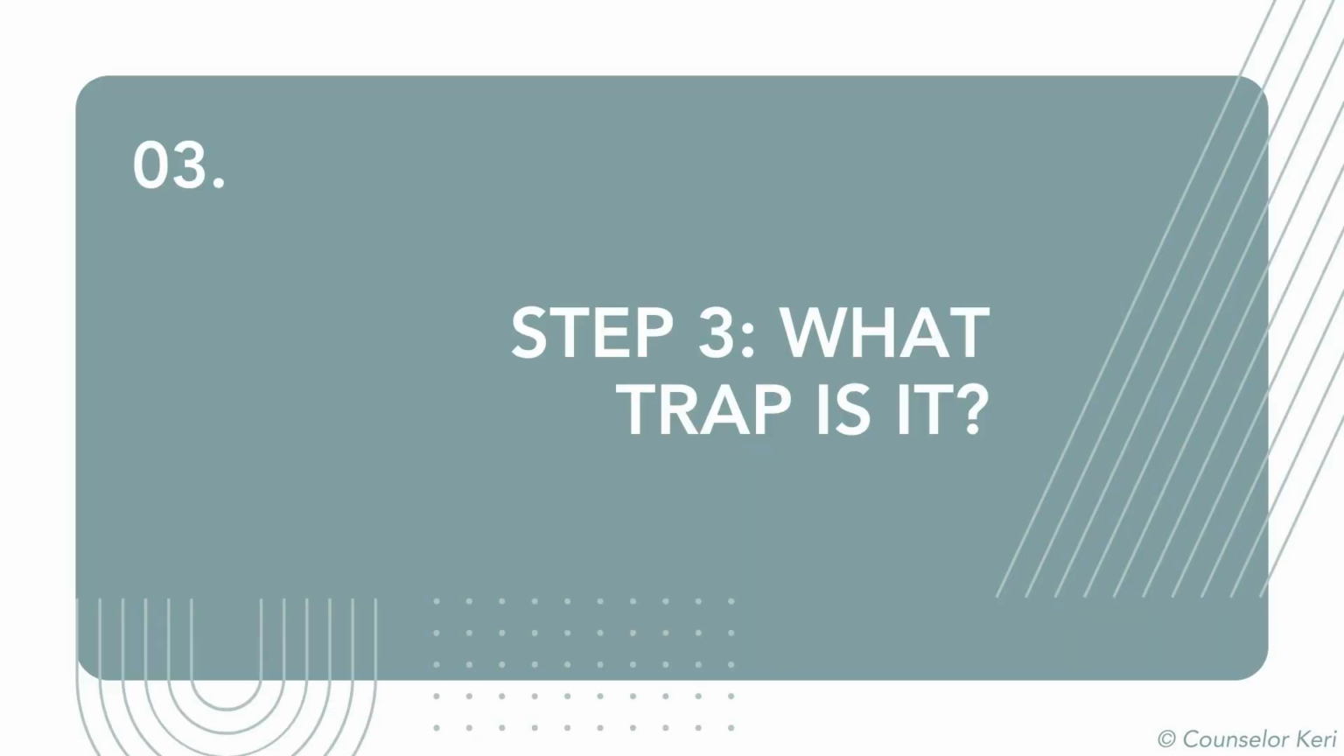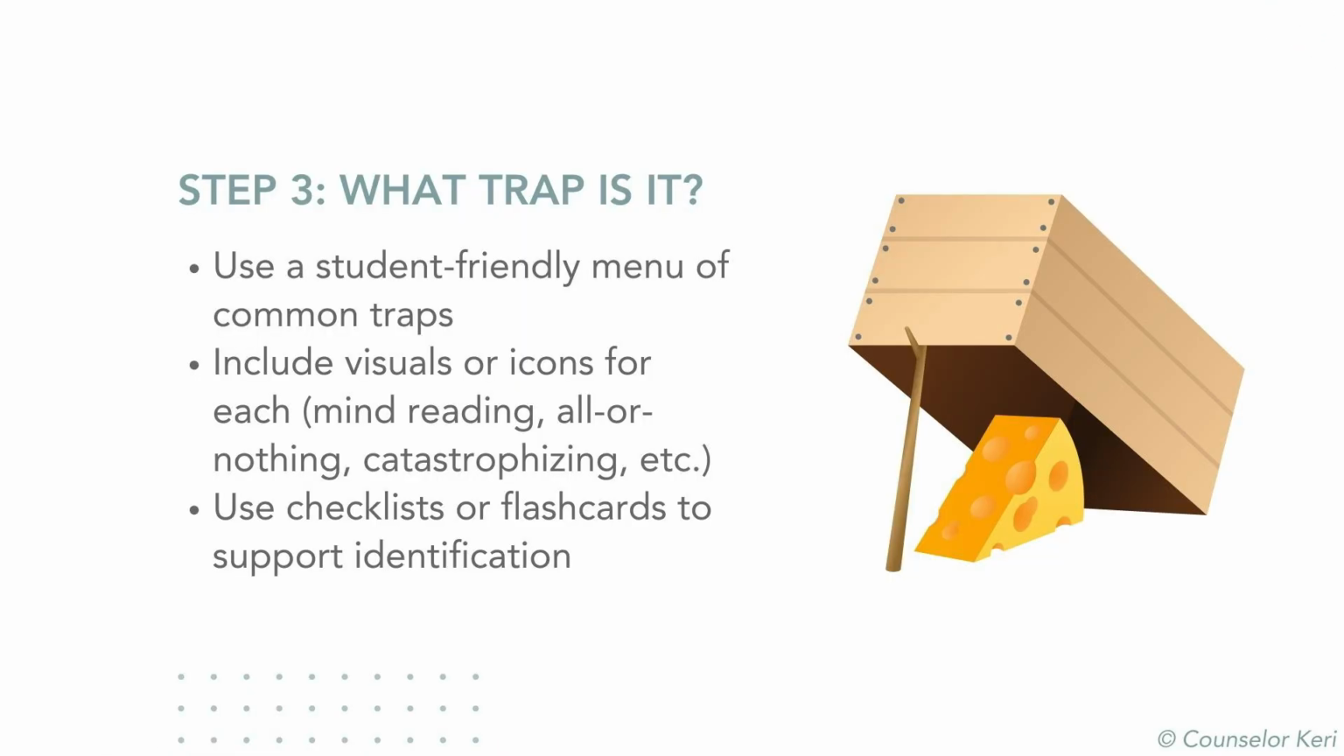When we've really narrowed down the thought, we want to figure out what trap our thought is falling into. This is where we really get to do the detective work to figure out what trap the thought is falling into. You can use something like a visual thought trap menu with symbols to represent each cognitive distortion. The goal here is to label the thought, not judge it.